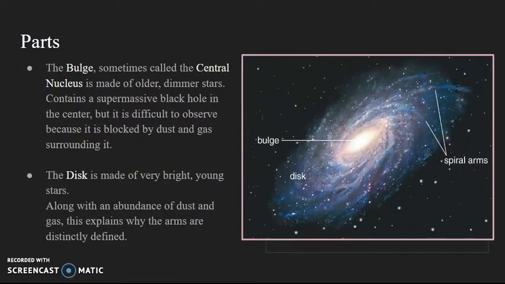Now let's look at the parts. The bulge, sometimes called the central nucleus, is made of older, dimmer stars. It contains a supermassive black hole in the center, but is difficult to observe because it is blocked by dust and gas surrounding it. The disk is made of very bright young stars. Along with an abundance of dust and gas, this explains why the arms are distinctly defined.